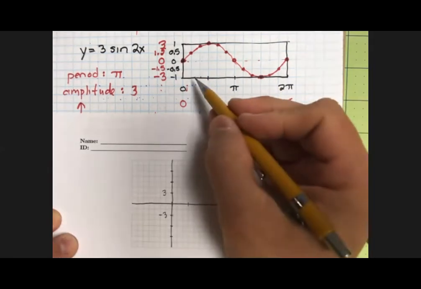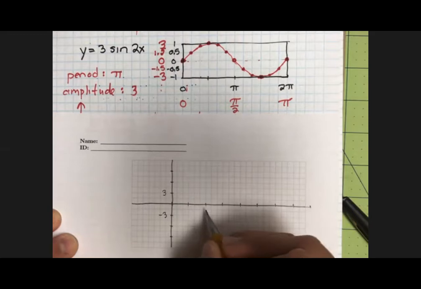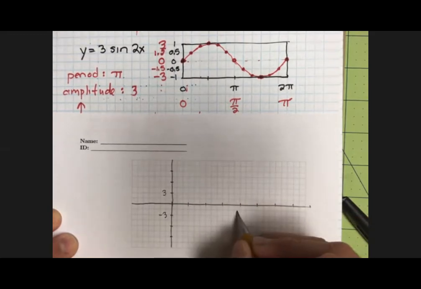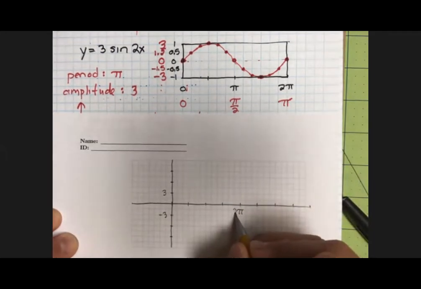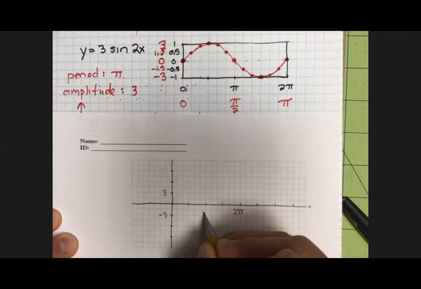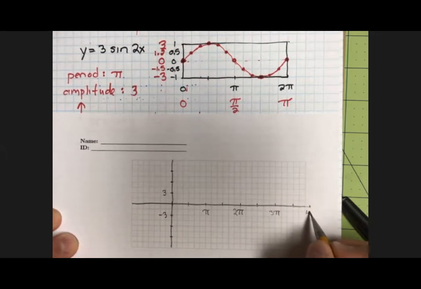I'm imitating what I did in this box here. Let's call this what? 1 full cycle is going to be pi. Let's call this 1 pi, 2 pi, 3 pi, 4 pi.